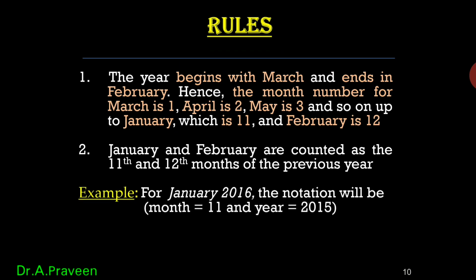For example, January 2016. In this case, the month number is 11 because 11 is the number associated with the month of January. Since January and February are counted as the 11th and 12th months of the previous year, the year should not be taken as 2016. It has to be taken as 2015, the previous year.